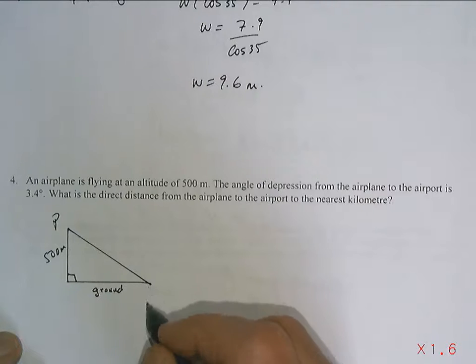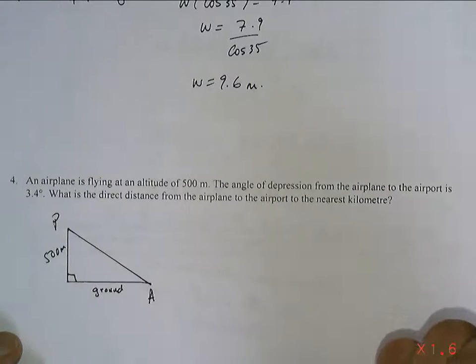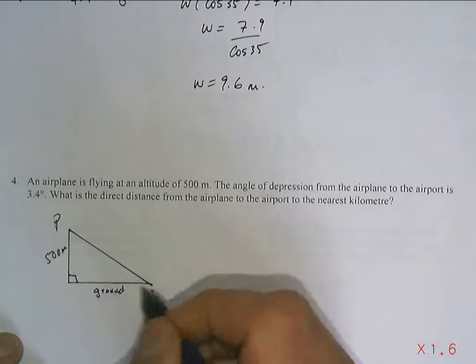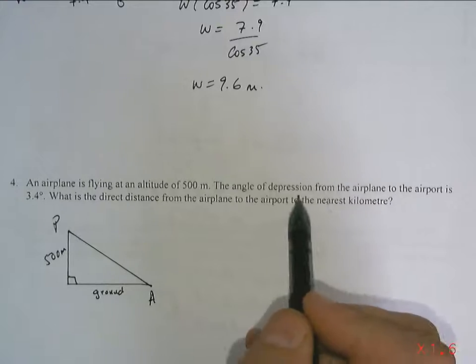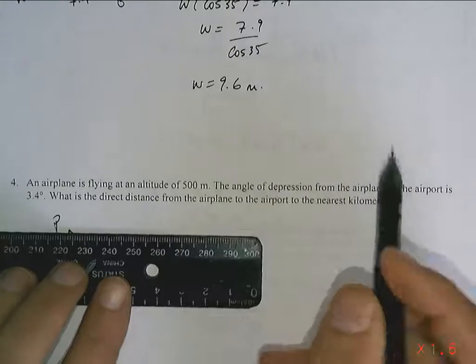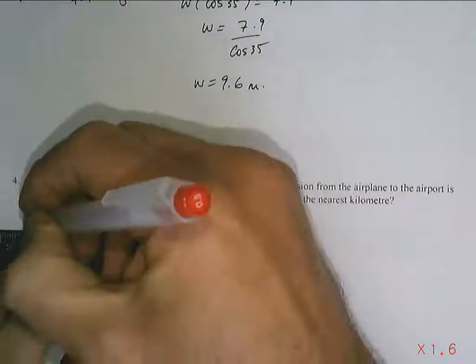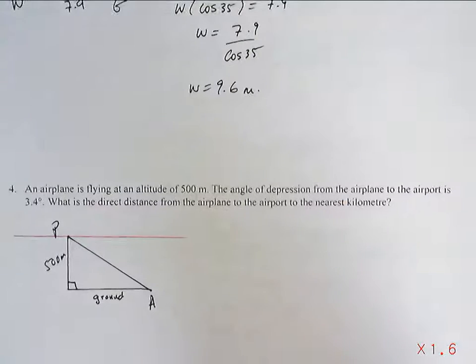Okay, I've got an airport, so I guess this is my airport. So plane, airport, 500 meters off the ground. Angle of depression from the plane to the airport. I need a horizontal. There's my horizontal from the plane.